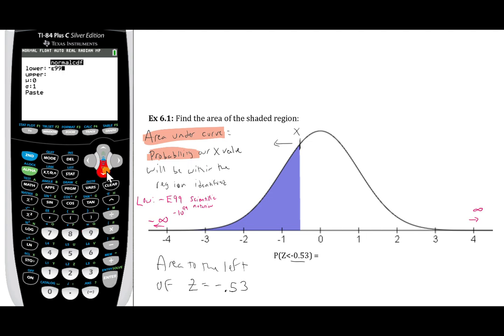All right, and the upper value is the right side of the shaded region. So the upper value is the given z-score, negative 0.53. So we're going to type in negative 0.53. Since we're talking about the standard normal distribution, we're going to use a mean of 0 and a standard deviation of 1. So we're just going to leave that alone.